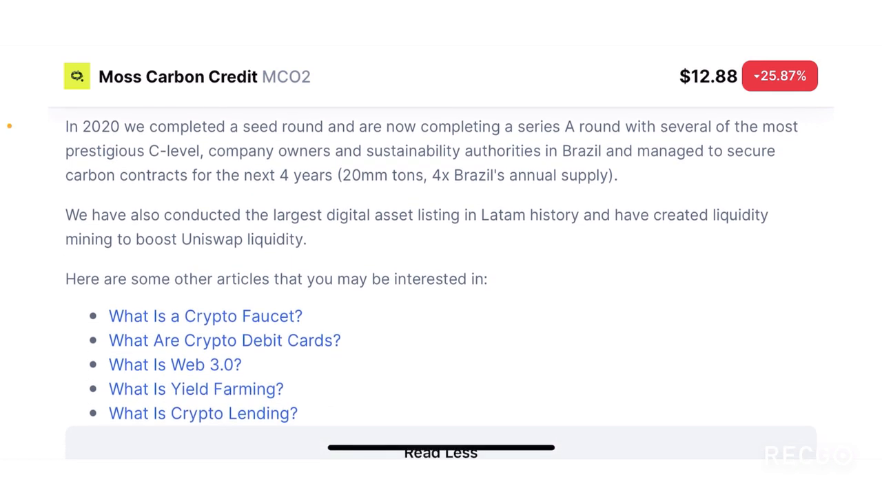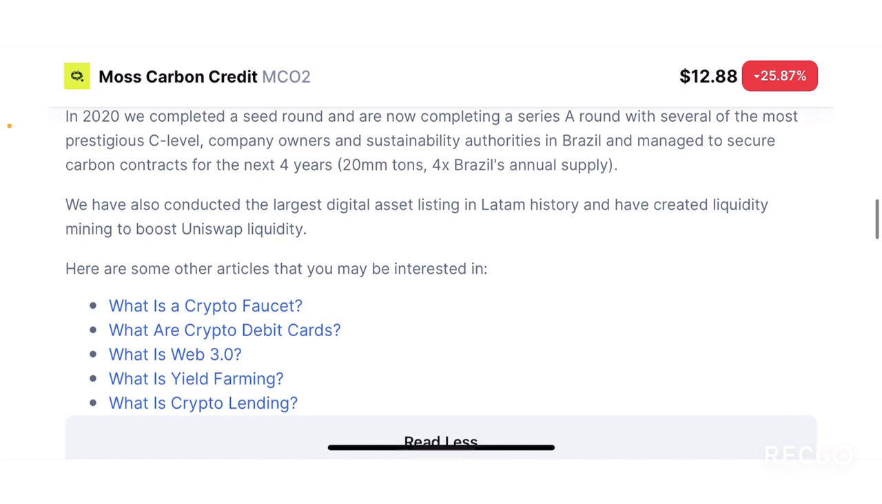In 2020, we completed a seed round and are now closing a Series A round with several of the most prestigious C-level company owners and sustainability authorities in Brazil, and managed to secure carbon contracts for the next 4 years. So they are definitely expanding their carbon contracts for the next 4 years, and they've also managed to complete a seed round in 2020, which basically includes a Series A round with the most prestigious C-level company owners and sustainability authorities in Brazil, working with them to make this happen, right?